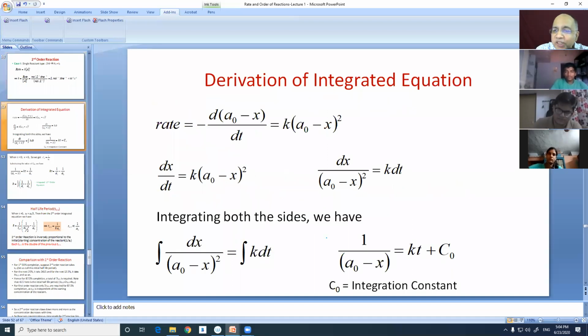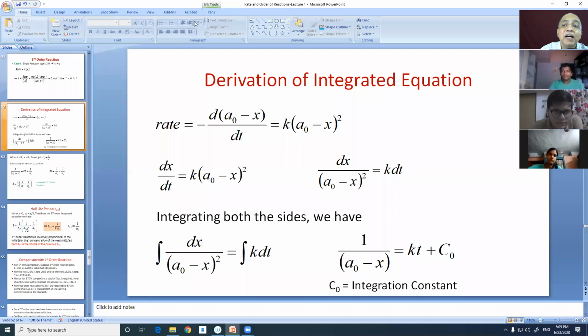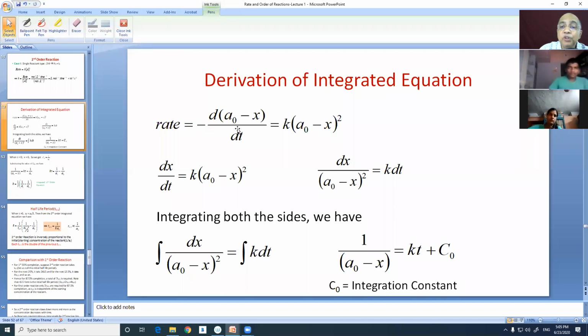Okay, now let us have a look at a little bit of integration. Rate is nothing but... We already know this part is not required for you. We already know that rate means dx by dt. So we start from here.